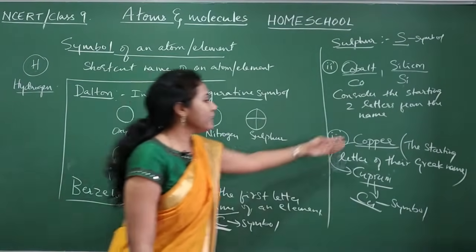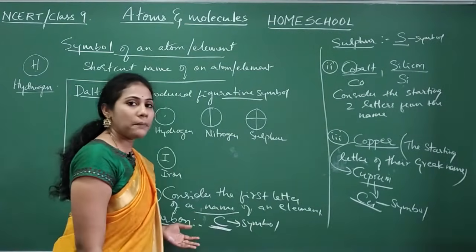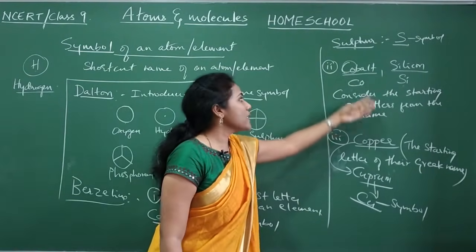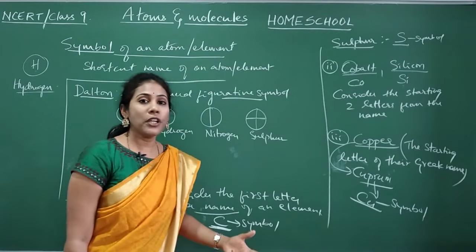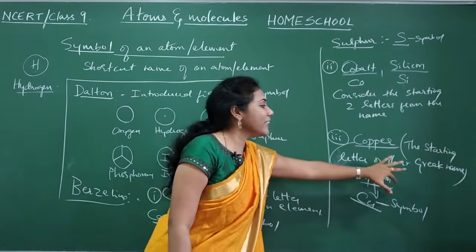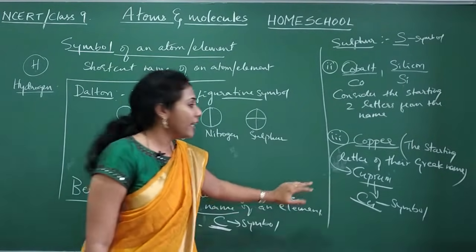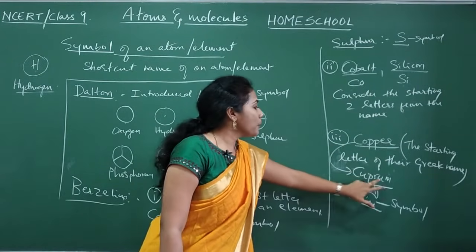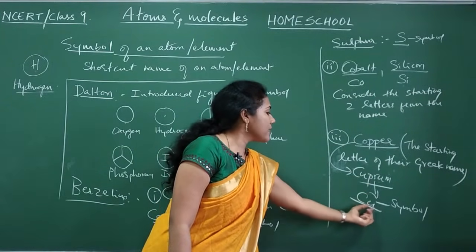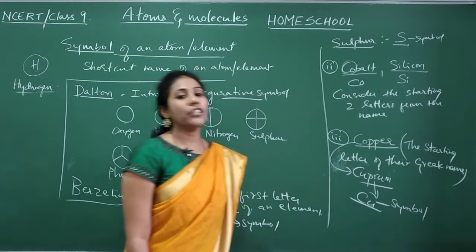You can't give just C because it's already there for carbon. You can't give CO because it's already there for cobalt. So what you are doing? Every element has its own Greek name. So the Greek name for copper is cuprum. Starting two letters you consider, that is Cu. So Cu is the symbol for copper.